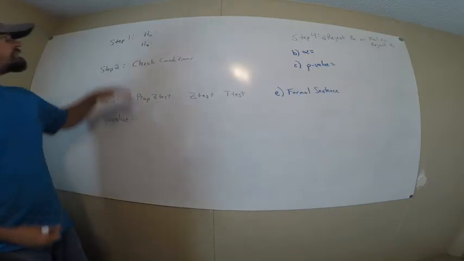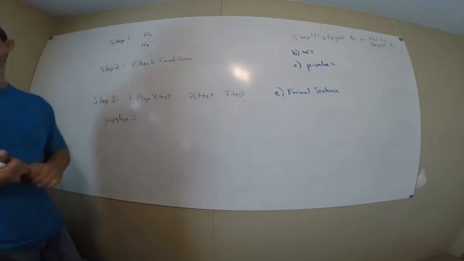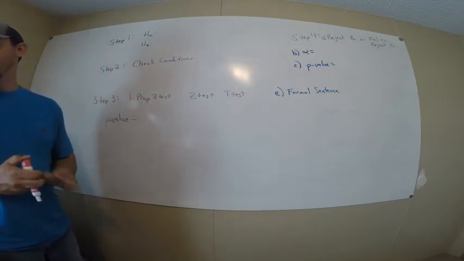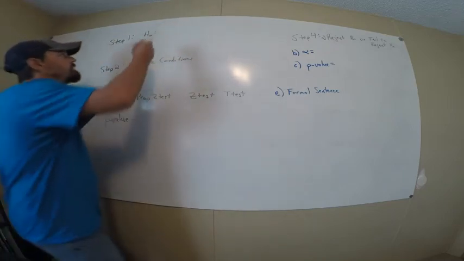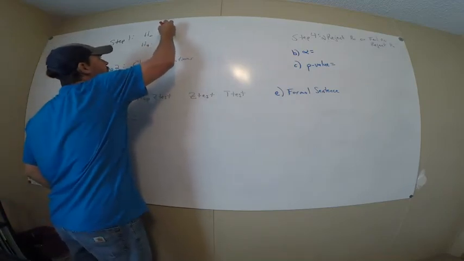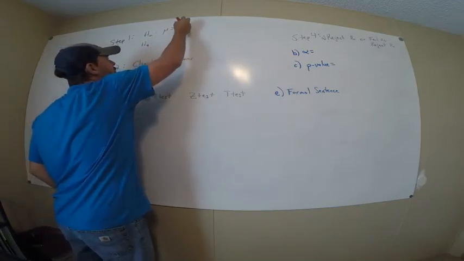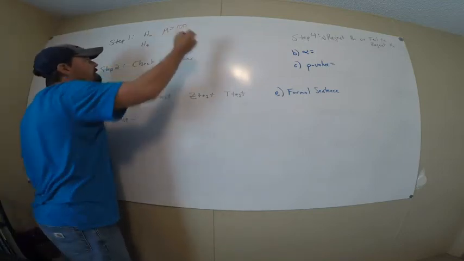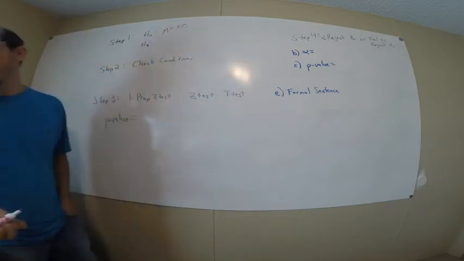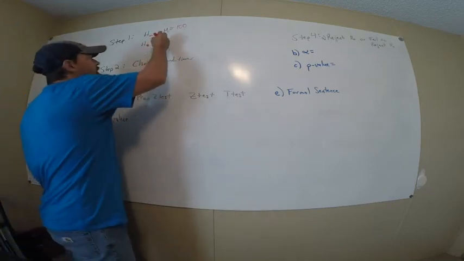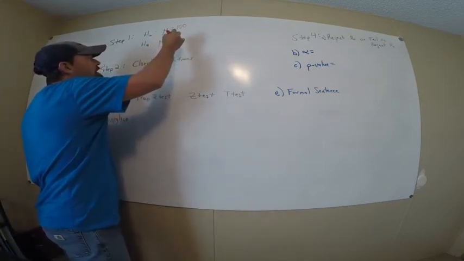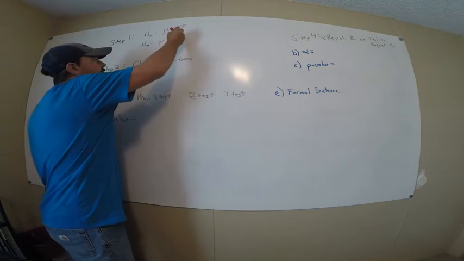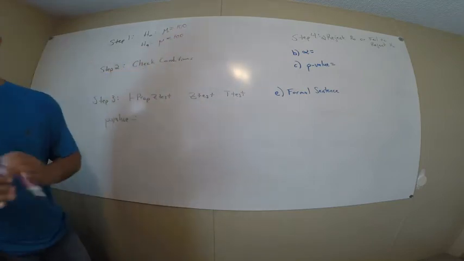Alright, so step 1, I need to state my null and alternative hypothesis. This is a mean one. It says the population mean IQ is 100. So the population mean is 100. So my null hypothesis is that mu naught equals 100. My alternative hypothesis would be that mu is less than 100, at least for this individual group of students.